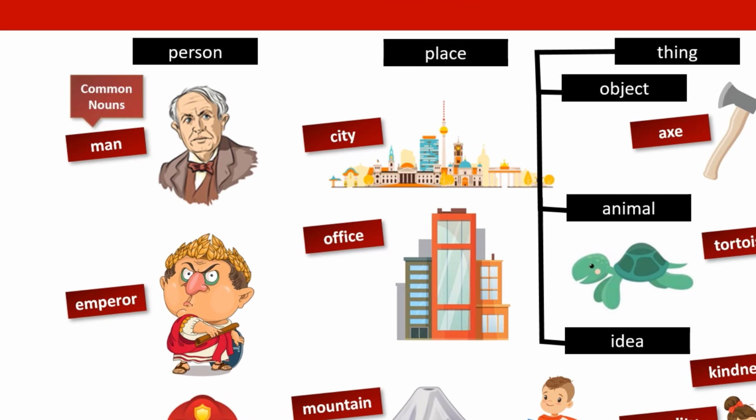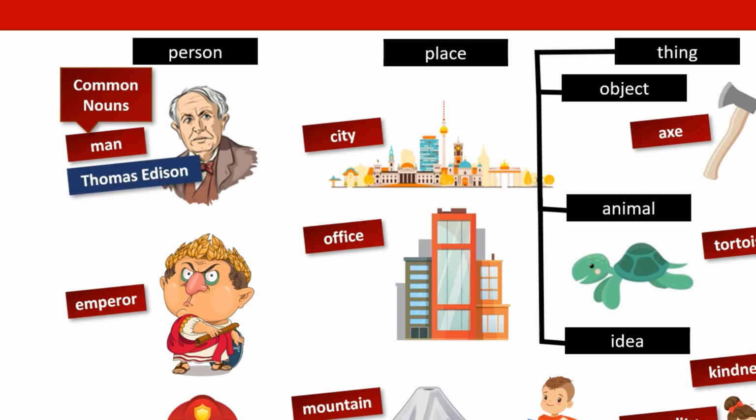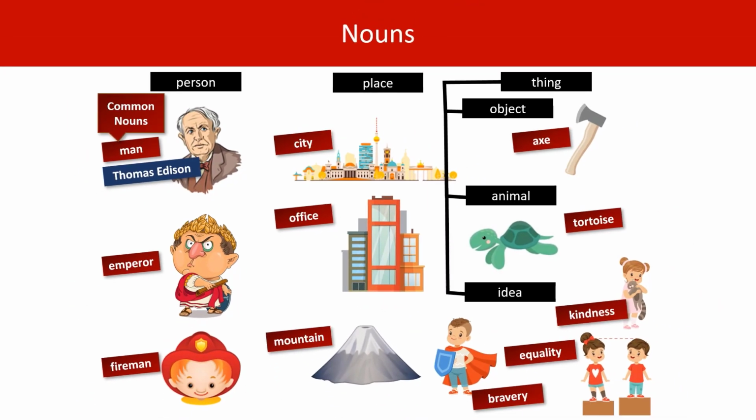Now all of the words in red are common nouns. Notice that they're all written with a lowercase letter. There is another type of noun, and it's a proper noun. Here's an example. You might recognize this man as the inventor Thomas Edison, or this emperor as Julius Caesar, and this fireman might be called Sam.